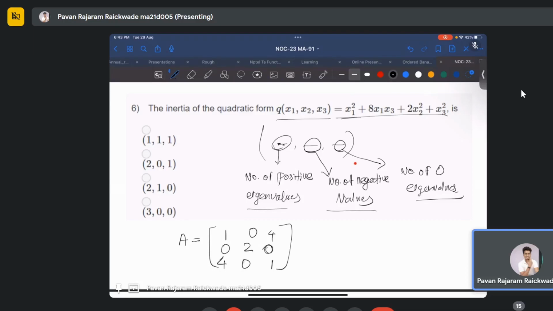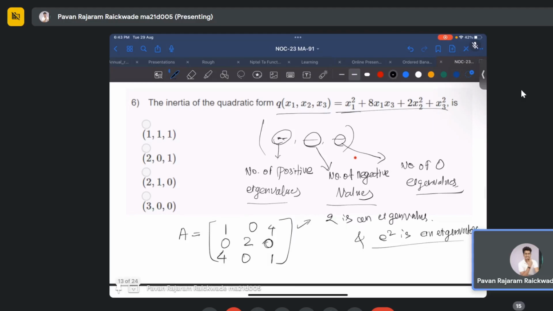You can always look for some tricks to find the eigenvalues of matrices. For example, here I can directly say that 2 is an eigenvalue, and I can also give you the eigenvector E2. So option three is correct. How did you find the eigenvalues?